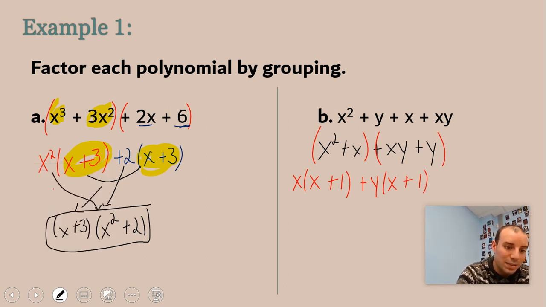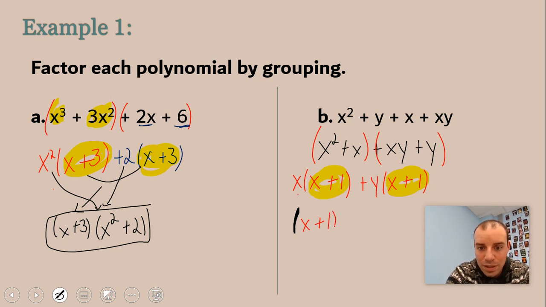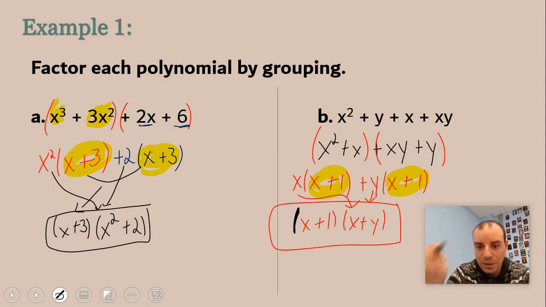Notice now, once again, these match, which they need to. So there's my one set of parentheses, x plus 1. My other set comes from the outside, and it'll be x plus y. And there's my answer.